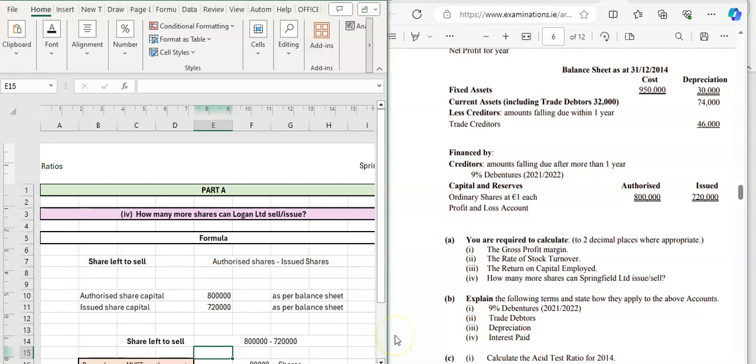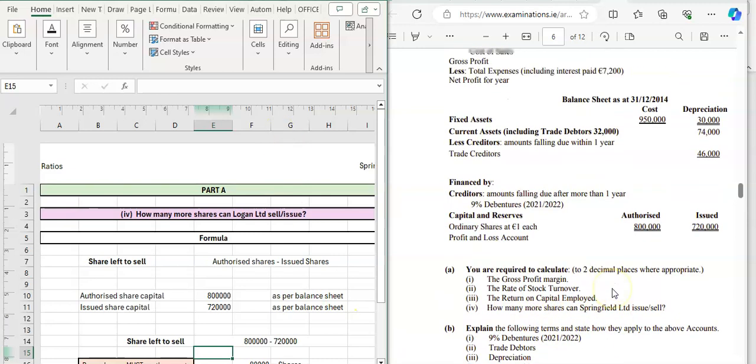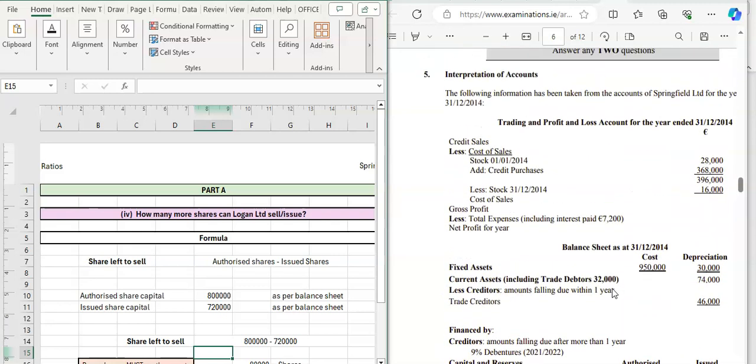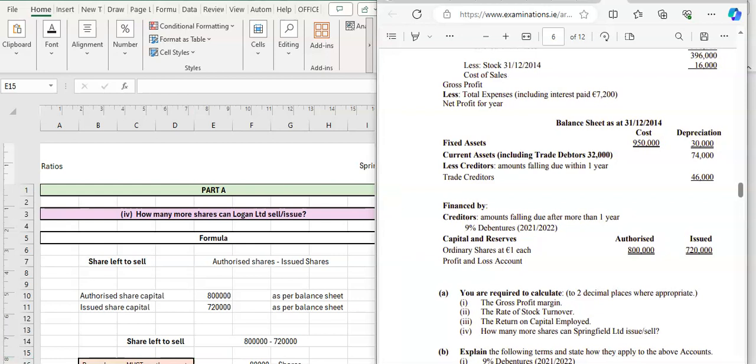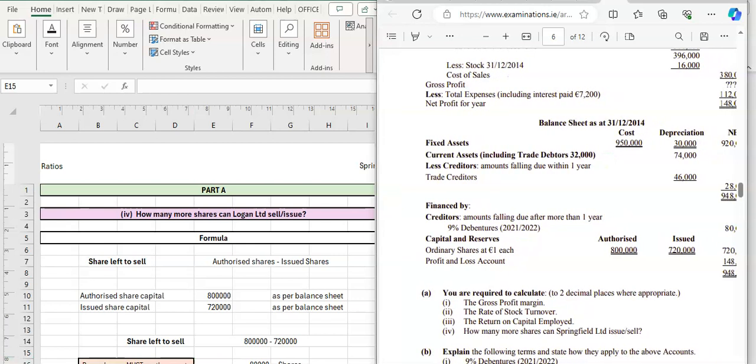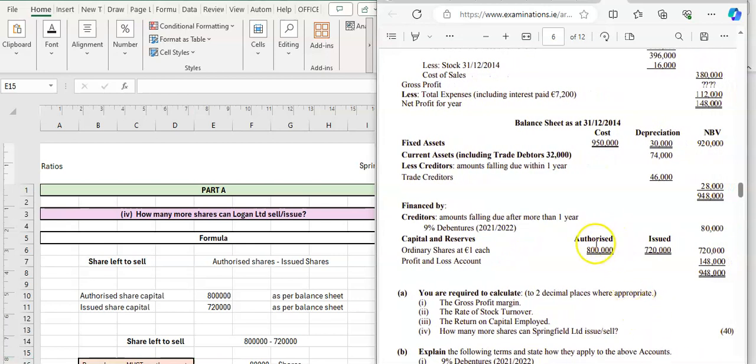Let's have a look at the adjustment for Springfield 2015, ordinary level question 5, and how many more shares can Springfield Ltd issue or sell. So to find the figures to calculate this, basically how many shares they can sell is the difference between the authorized shares and the issued shares.